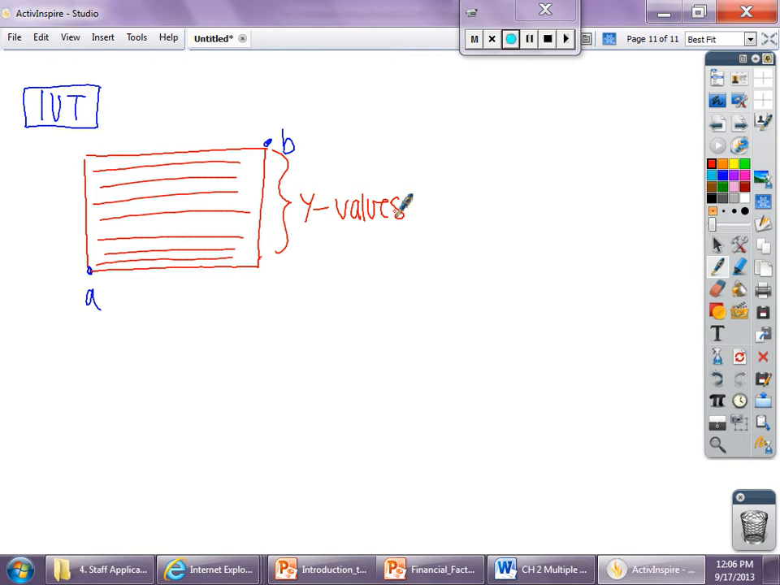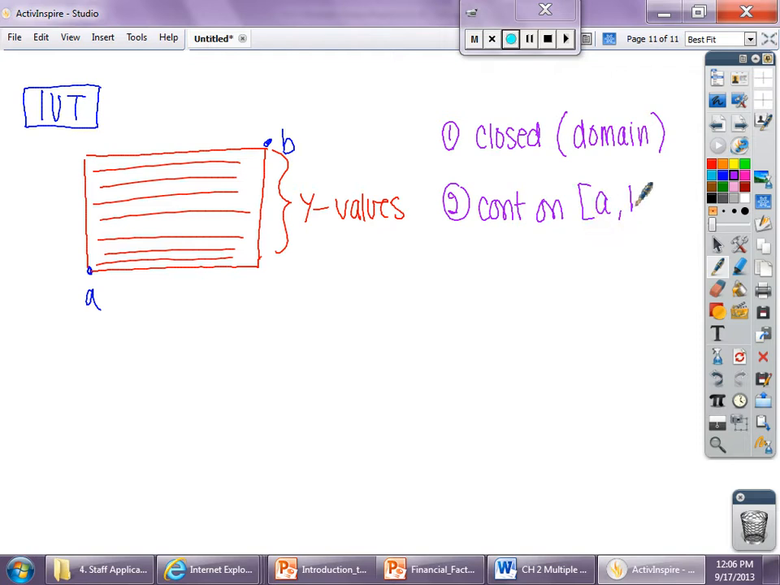Okay, if point A is at -5 and point B is at -10, then I have every single y value guaranteed. How are they guaranteed? How will it possibly happen? Well, number one, the function has to be closed. Sometimes that means you have to check the domain. Number two, it has to be continuous on the closed interval. That means check for discontinuities. What is that the same exact thing as? Checking for your domain. Pretty much the same.